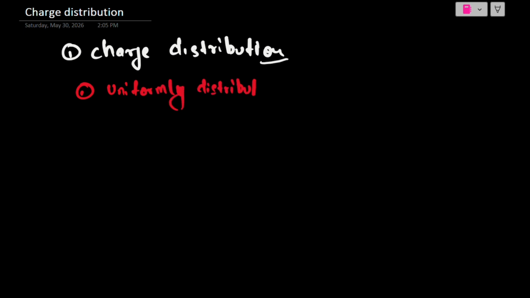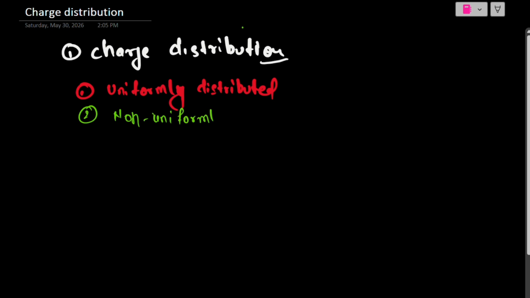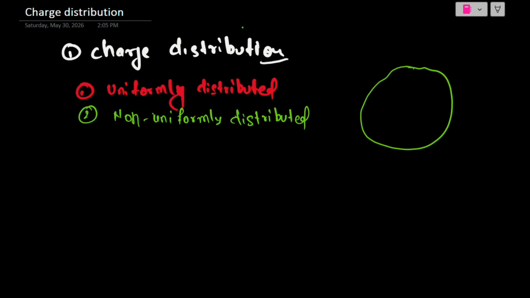So the first one is what we call uniformly distributed, and the second one is non-uniformly distributed, right? What are uniformly and non-uniformly distributed charges? Here we have an area, and in this area the charge is distributed everywhere, but you can see how the charge is distributed. So this is plus plus plus plus, and positive charge is distributed all over the area.